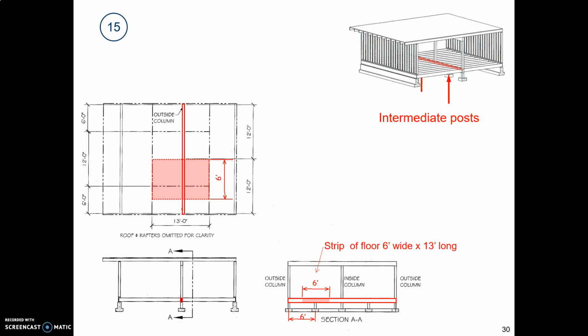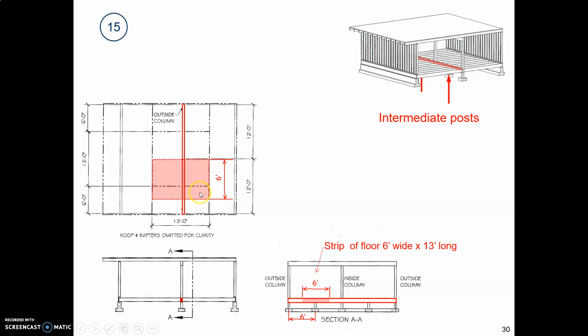Now let's move to the next, call it the intermediate post. Not the outside, not the center, but they're in between. Here they are in this side view. We can see that those posts are 6 feet apart, so that tributary area is 6 feet wide. Here's a plan view of that tributary area.